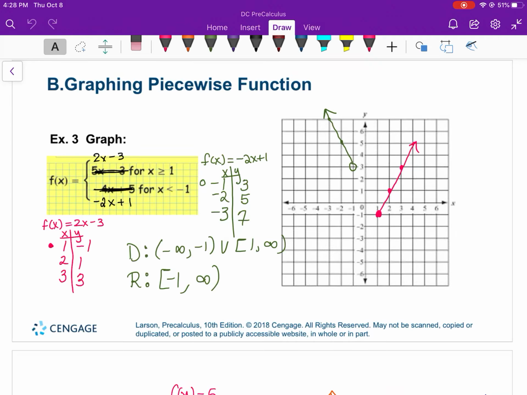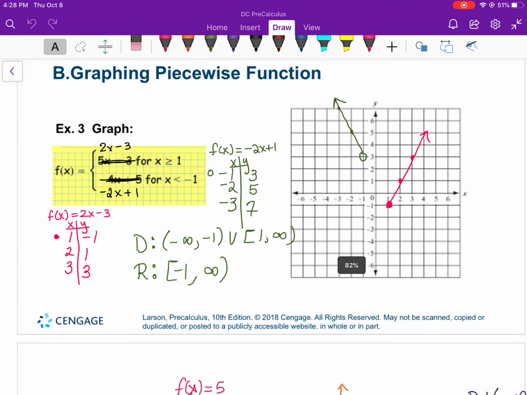All right, I just wanted to go back over these notes with you guys, especially if you were absent today or if you were taking a quiz when we were doing this part of your notes. So what we have here is the graph of a piecewise function.